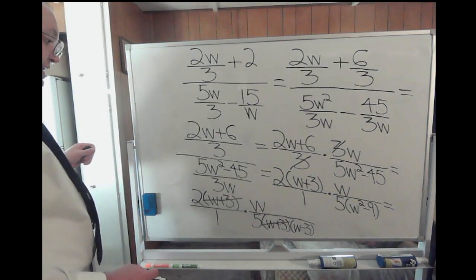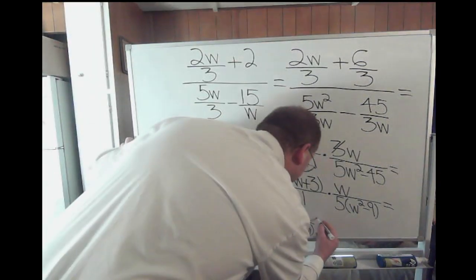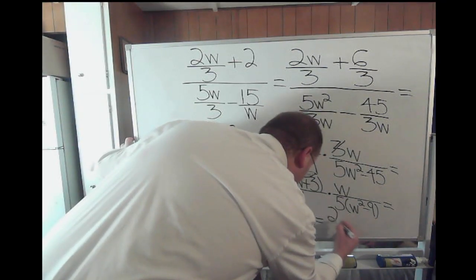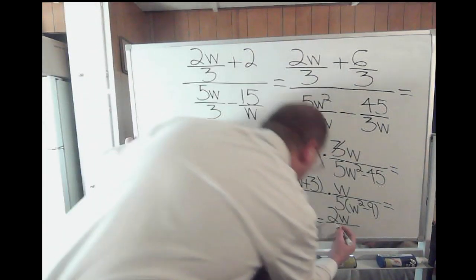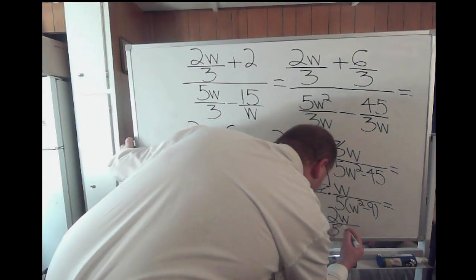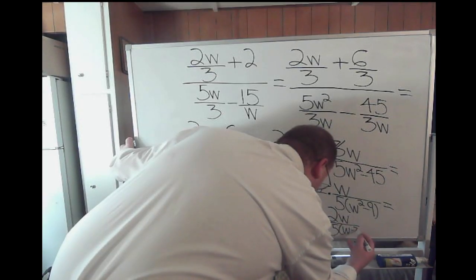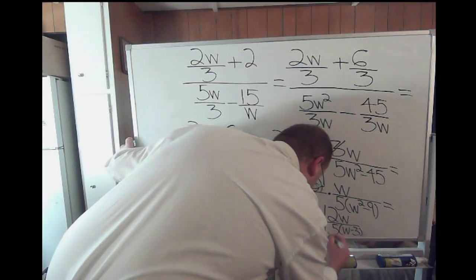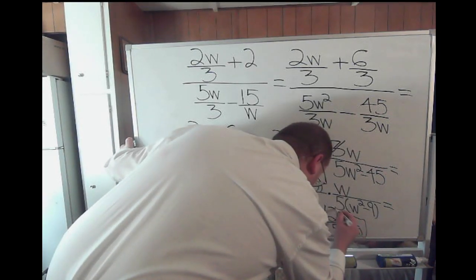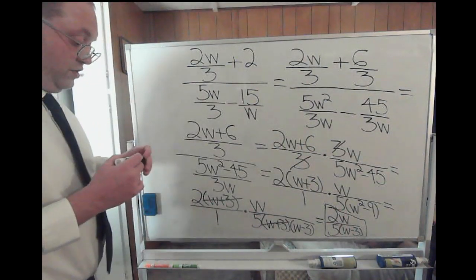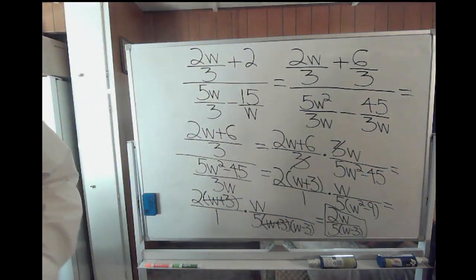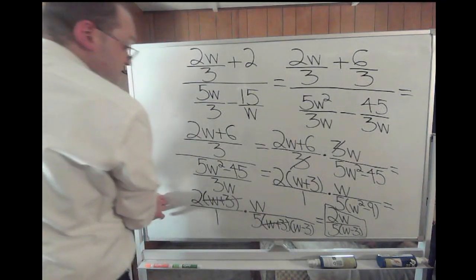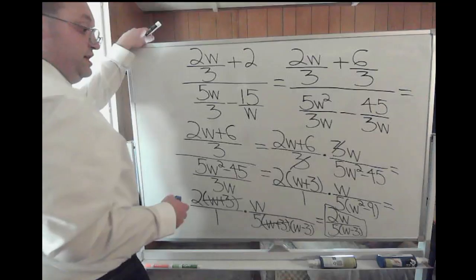So in the end, what you should get for your final result is going to be 2w over 5 times w minus 3. That would be your end result. That'd be 2w over 5 times w minus 3. And that's as far as we can go. That's as far as we can factor.